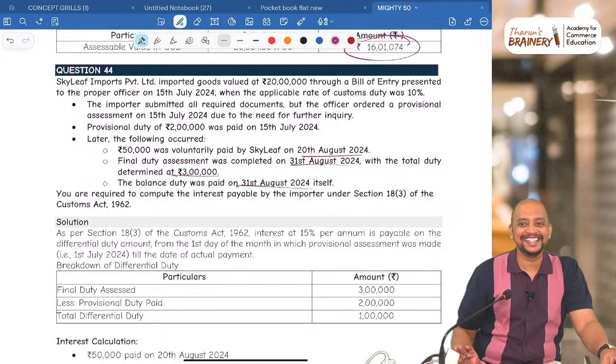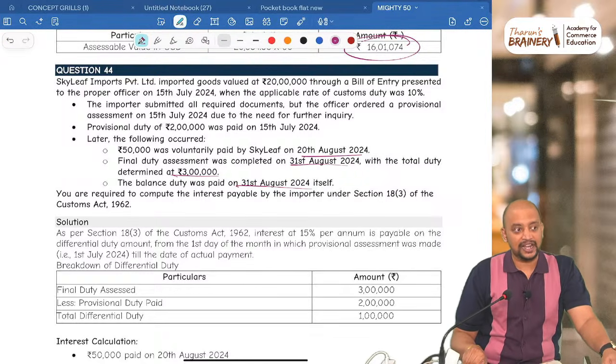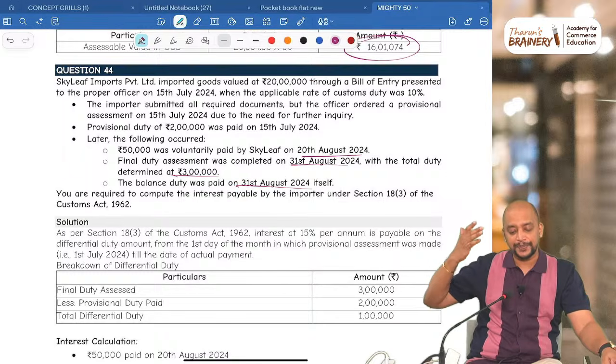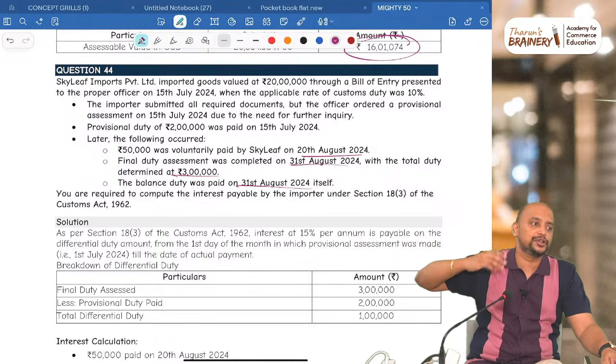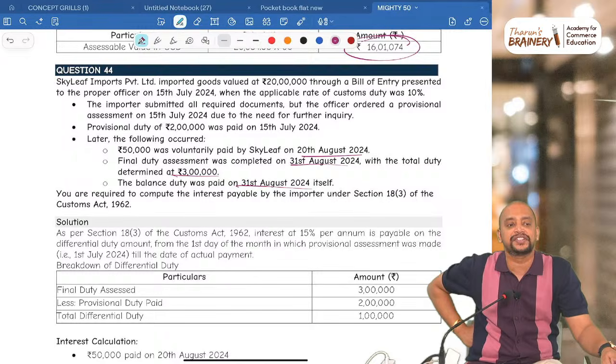What is the final assessment? 3 lakhs. What is the provisional duty? 2 lakhs. What is the differential amount? 1 lakh. How are you discharging that 1 lakh? 50,000 was voluntarily paid on 20th August. So you tell me for that 50,000 interest from which date to which date?